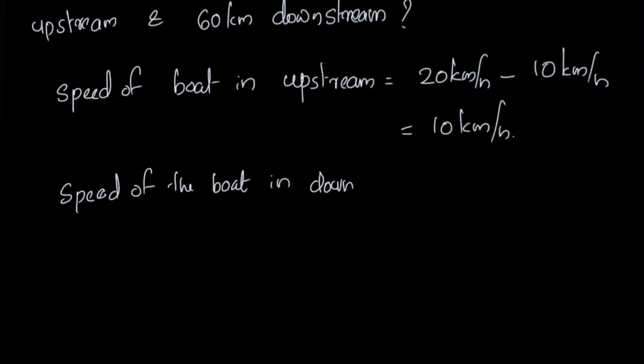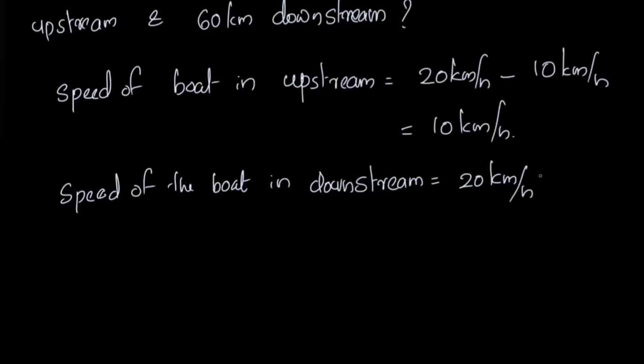In downstream. Downstream means it is moving in the same direction as that of the stream. That is, the stream speed aids the motion of the boat. So we can add the two speeds. That is, the total speed is equal to 20 km in downstream.